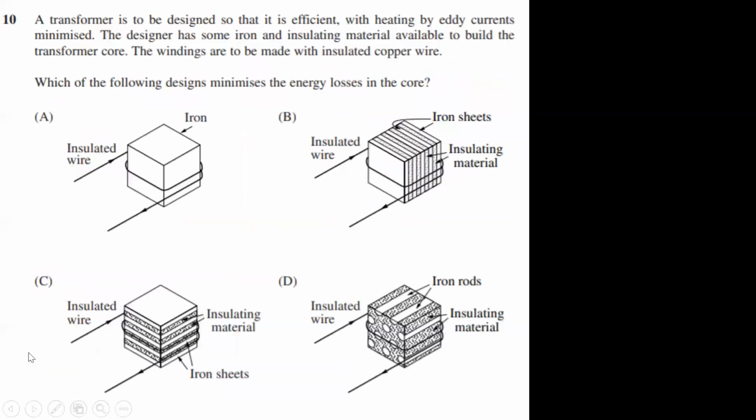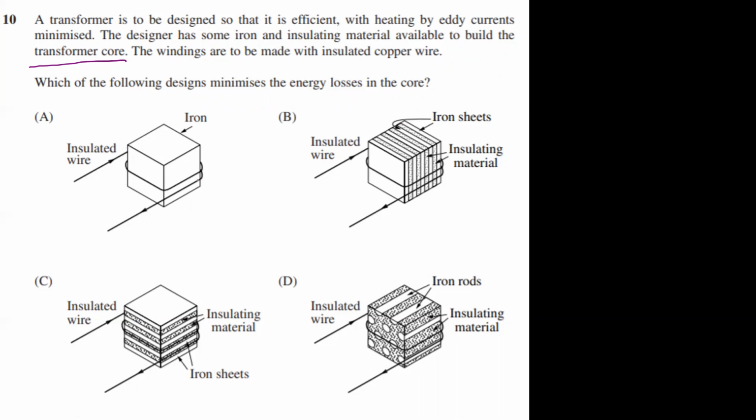Let's go to question 10. A transformer is to be designed so that it's efficient, with heating by eddy current minimized. The designer has some iron and insulating material available to build the transformer core. The windings are to be made with insulated copper wire. Which of the following designs minimizes the energy losses in the core?